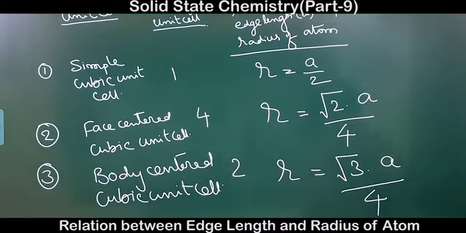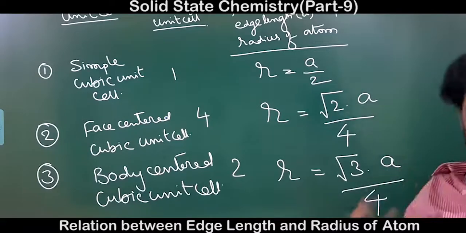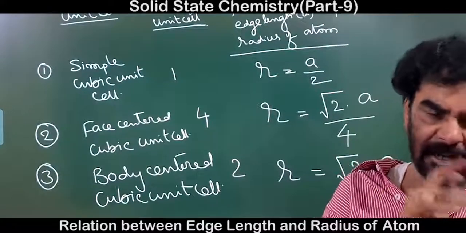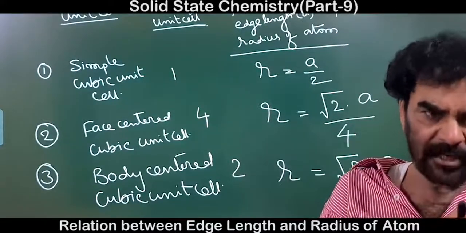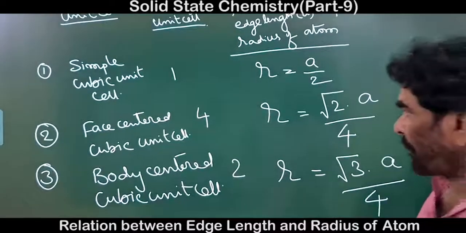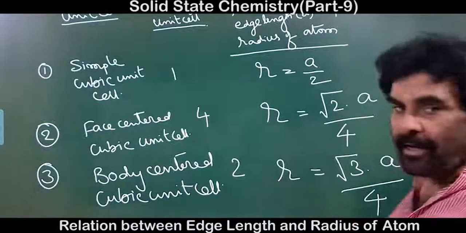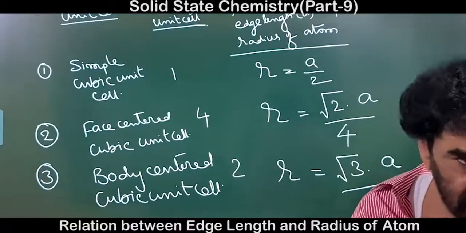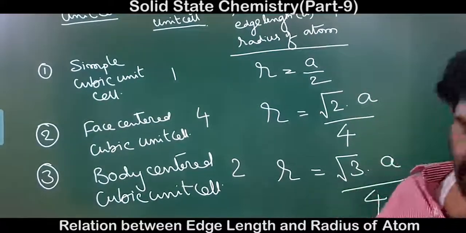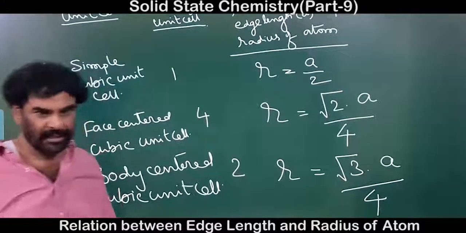There is another one, the hexagonal unit cell. It is not in the syllabus, but I will tell you after completing the close packing structures of solid crystals, which is an important topic. After discussing that, I will tell you how to evaluate the relation between the edge length and the radius, even in the case of hexagonal close packing structure or hexagonal unit cells.